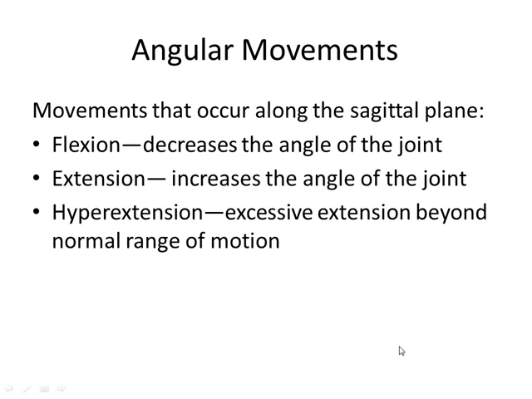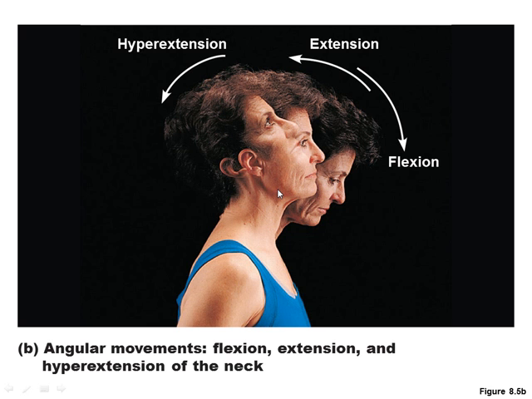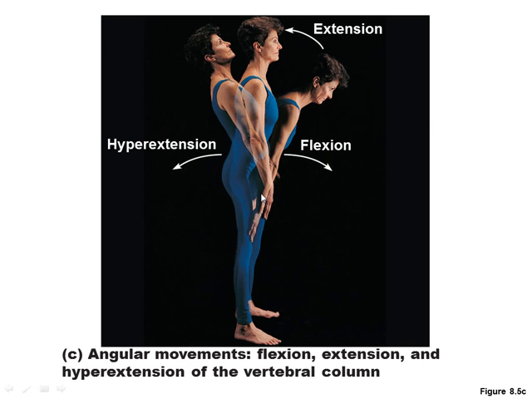Flexion, extension, and hyperextension. Flexion decreases the angle, extension increases the angle, and hyperextension goes beyond extension. So, for example, if you bend your head down, you flex. When you raise it back up, you extend, put your head way back, hyperextend. Okay? So you have flexion, bringing an angle together, extension, bringing that angle further apart, and hyperextension, going beyond extension. You can do the same thing with your body. If you bend forward, you're bringing this angle, making it more narrow, you flex. When you stand back up, you extend. If you lean back, you hyperextend. So that's flexion, extension, and hyperextension of the vertebral column.